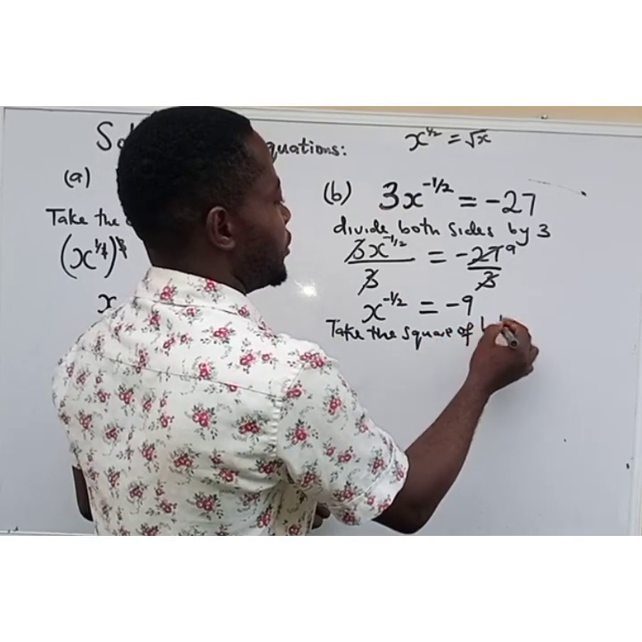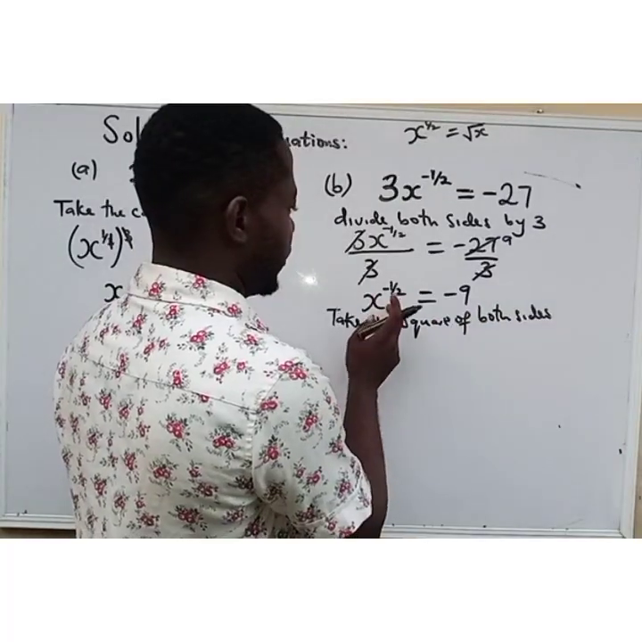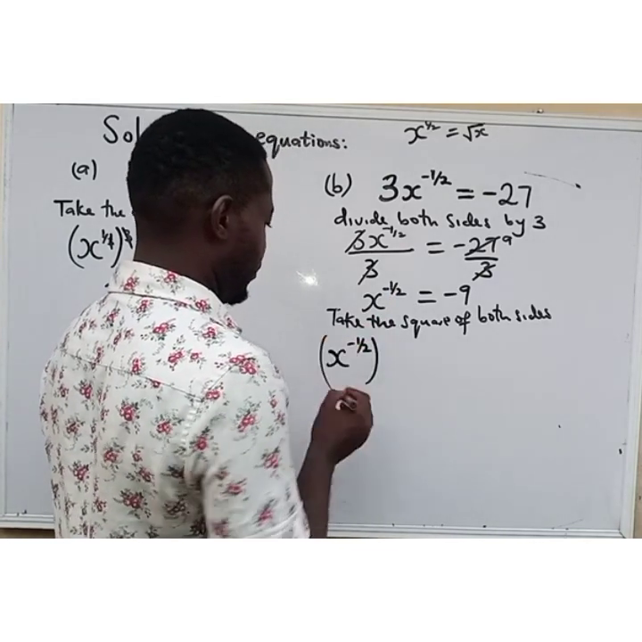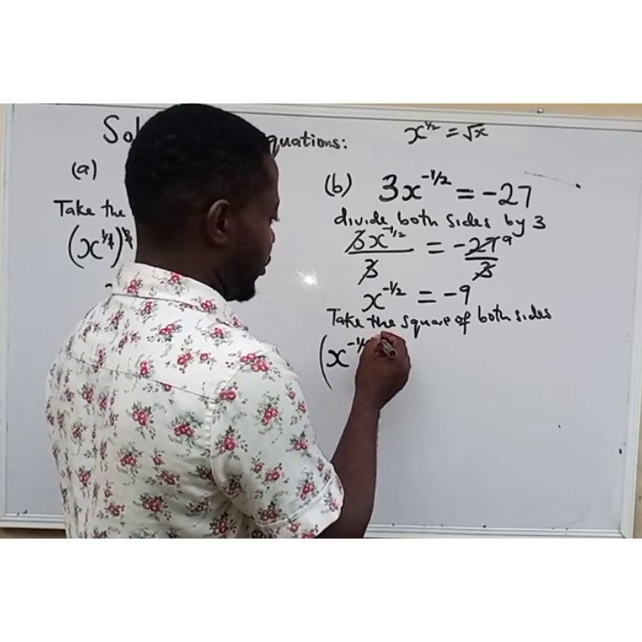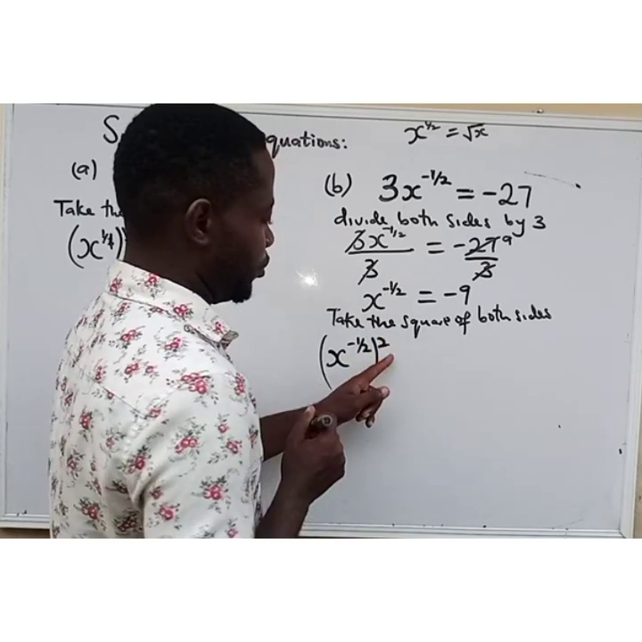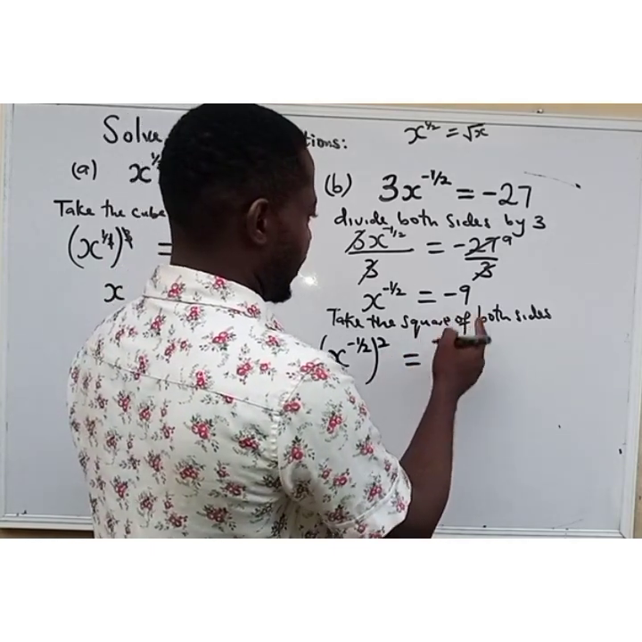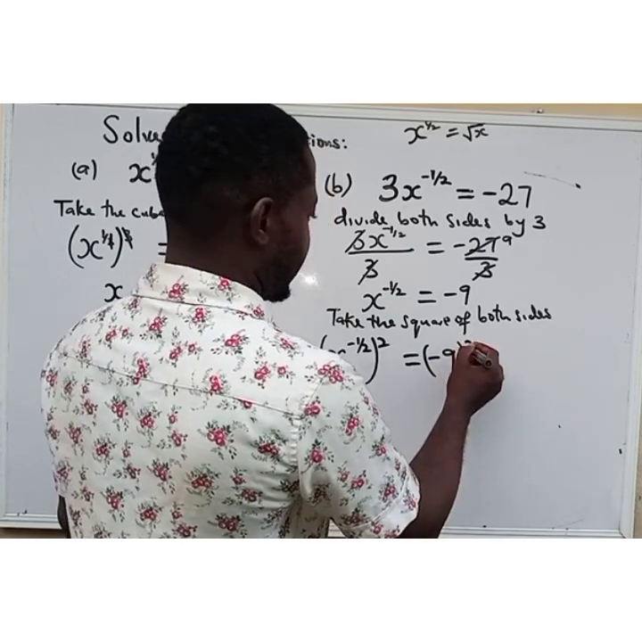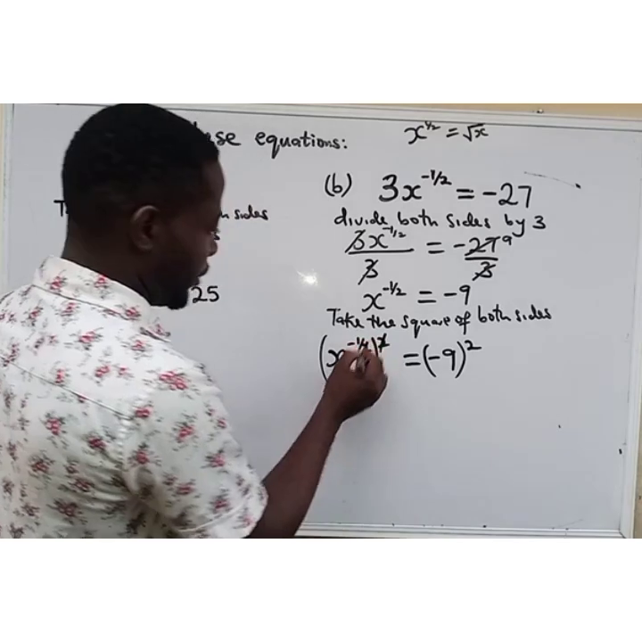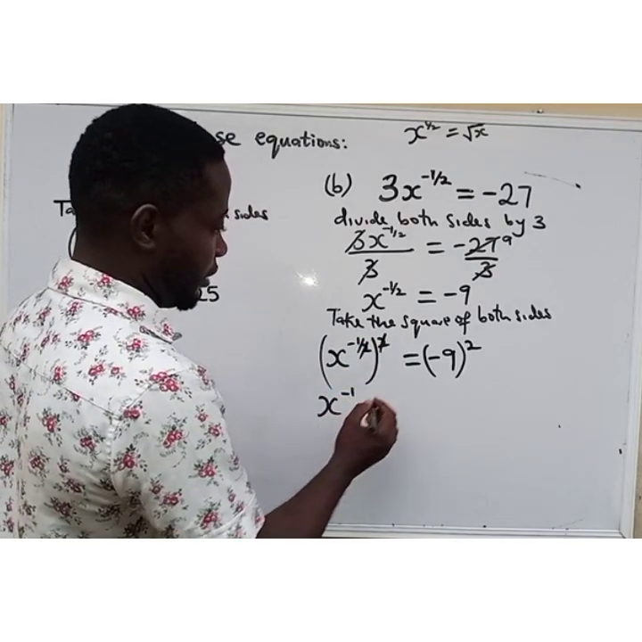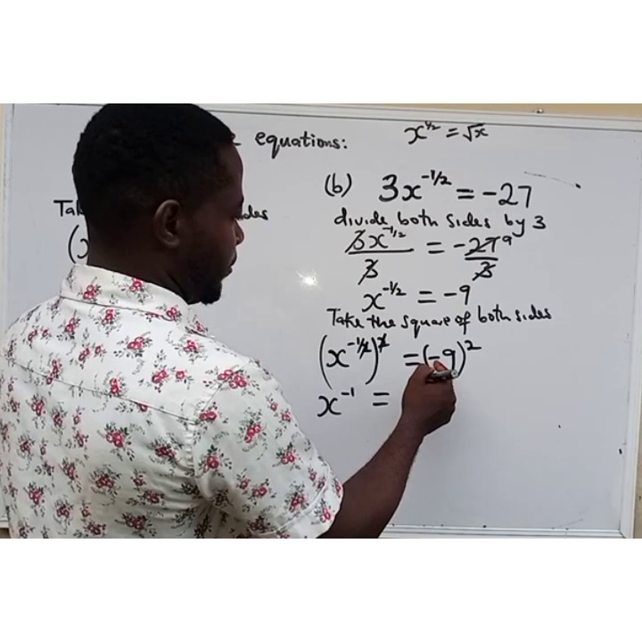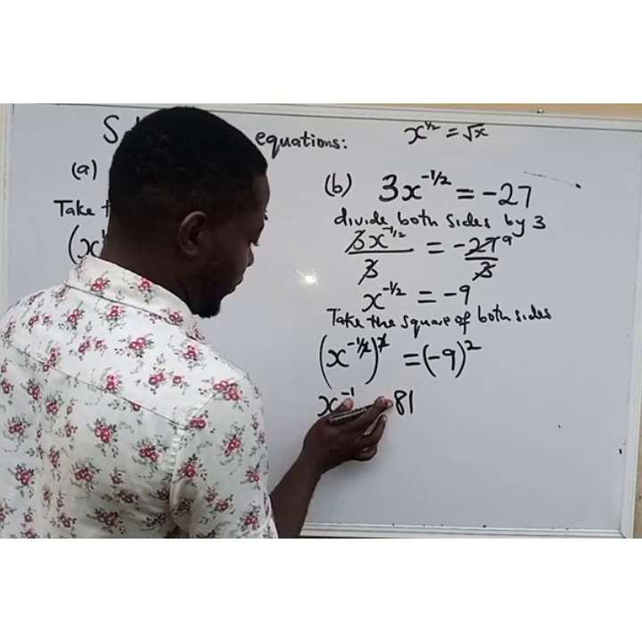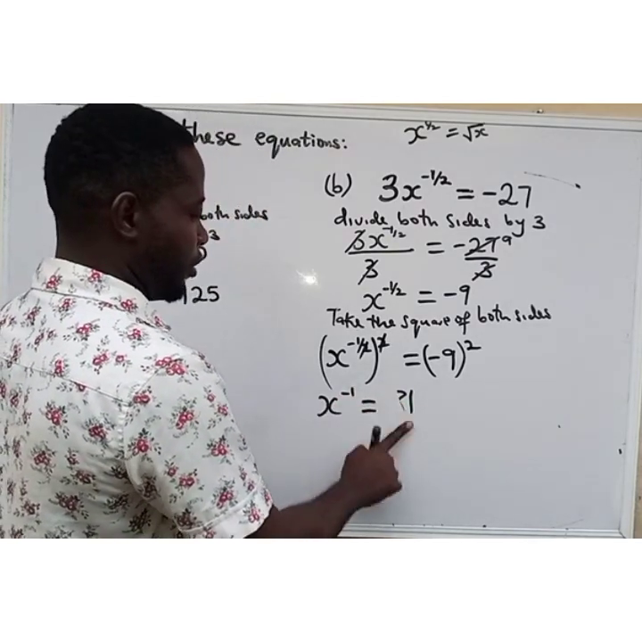So we are going to have x raised to power minus 1 over 2. Then you put it into brackets. Then we have the power of 2. Then since we are taking square of both sides, we also have minus 9 into brackets raised to power 2. Then these two will cancel. We have x raised to power minus 1 equals minus times minus, we have plus, 9 times 9, we have 81. So we are going to have x raised to power minus 1 equals 81.